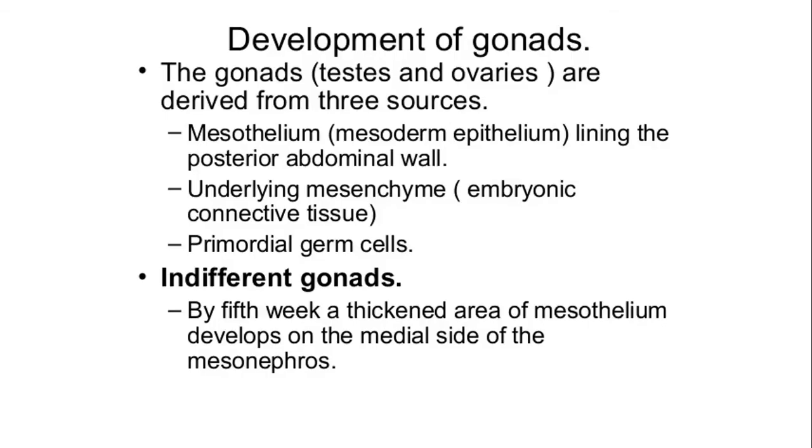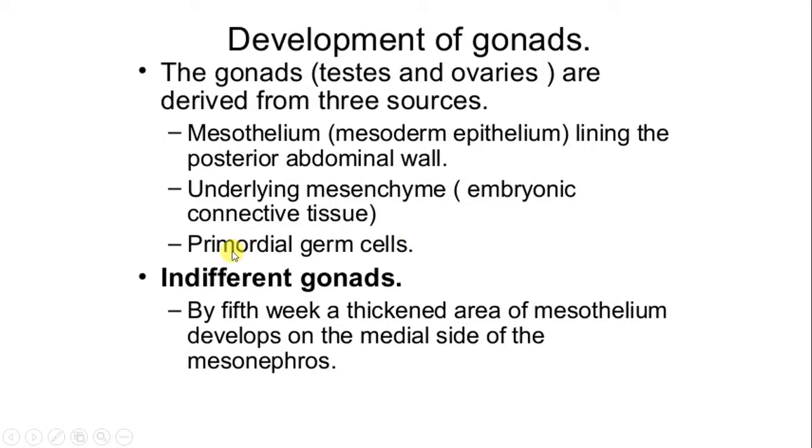Regarding the development of gonads, first a few things should be understood. The gonads are basically two, the testes and the ovaries, and both gonads are derived from three sources. One is the mesodermal part, as we have seen on the posterior abdominal wall, and the other is the mesenchyme, the embryonic connective tissue. And there are primordial germ cells which will migrate into the developing gonads and produce the germ cells.